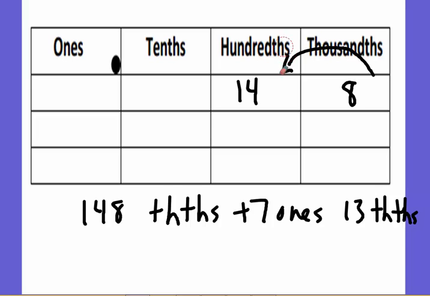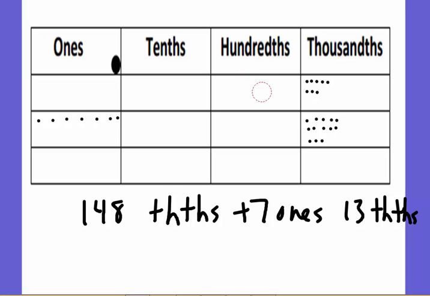Alright? Now let's do this bottom part. There's 7 ones, so that's 1, 2, 3, 4, 5, 6, 7. And 13 thousandths. 1, 2, 3, 4, 5, 6, 7, 8, 9, 10, 11, 12, 13. I need to convert these to dots. There's 8, so it's going to be 1, 2, 3, 4, 5, 6, 7, 8. And 14 is going to be 1, 2, 3, 4, 5, 6, 7, 8, 9, 10, 11, 12, 13, 14.